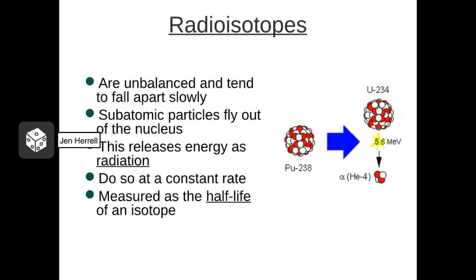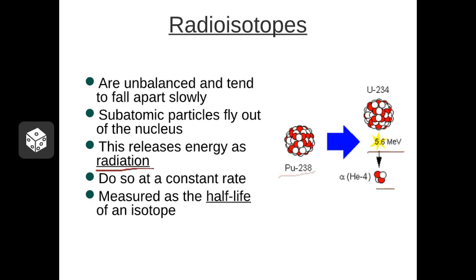Because isotopes have different numbers of protons and neutrons, they tend to have unstable nuclei. And so those nuclei, like this one shown here, can fall apart slowly over time and release particles. When they release those particles, they release energy. And that energy is known as radiation.